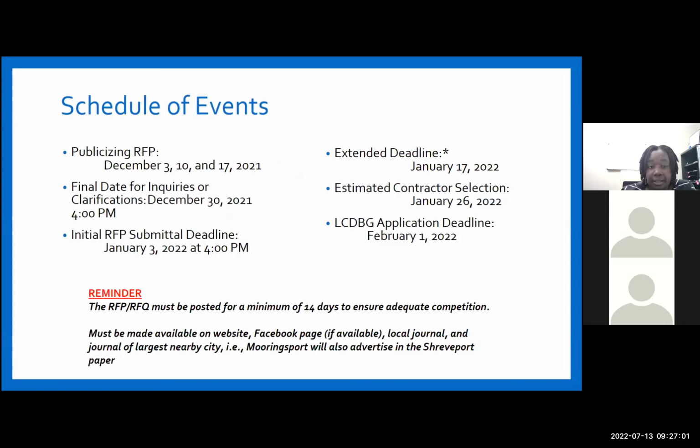And so a reminder for this is to make sure that you post this in your newspaper or social media, wherever you're using for publication, for a minimum of 14 days to ensure adequate competition. And make sure that if you're in a small town, you're using the largest paper near you so that you can get more coverage for your solicitation.